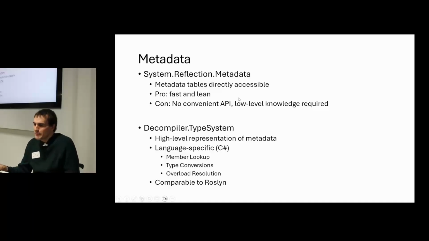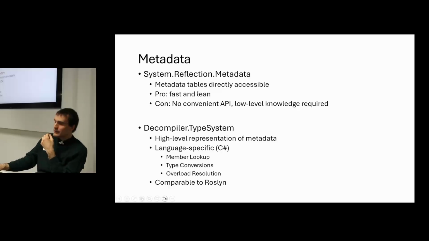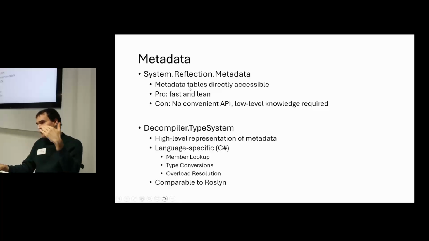Around SRM, we basically built our own decompiler type system, which is the high-level representation of metadata. We also have our own syntax tree, and many language-specific things implemented, like member lookup, type conversions, and overload resolution. And I have to say that overload resolution in C# is actually the most complex part of the compiler, I would say.